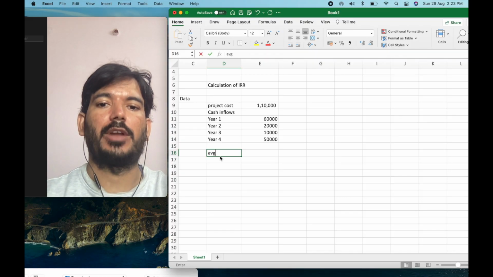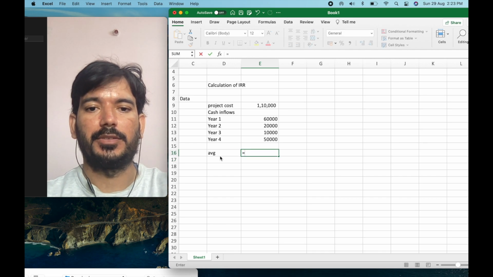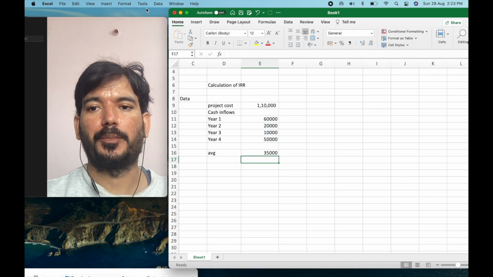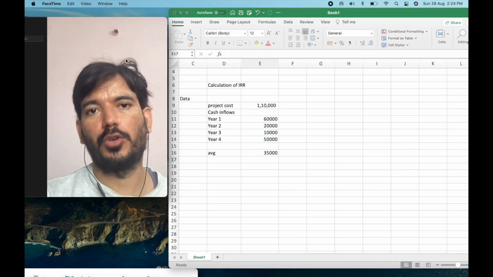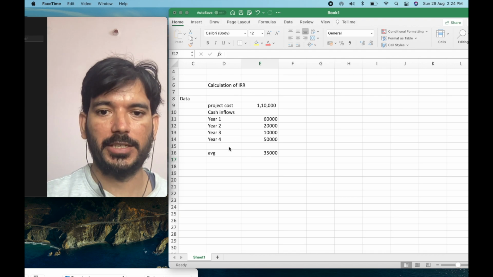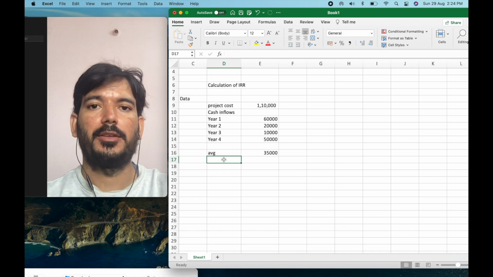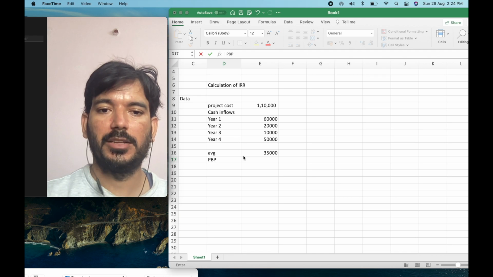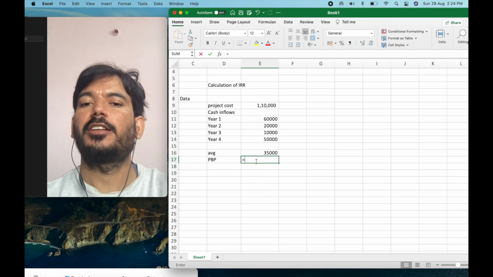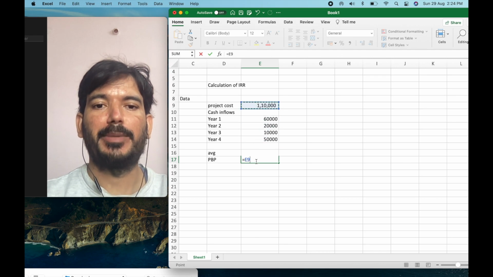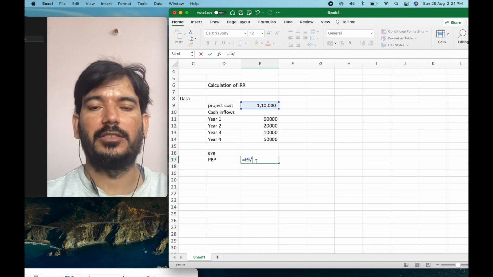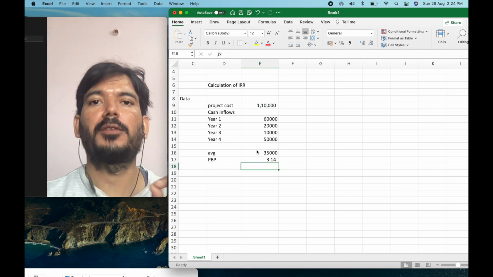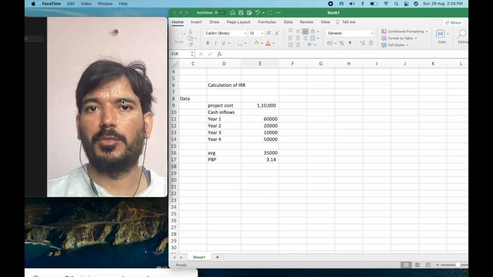First, we need to find out what is your average returns for the year. So this is your average. On an average you are receiving 35,000 rupees from your project, and we need to find out your payback period, which means by when you will be getting back your own money on an average. It's a rough figure, not an exact figure. We are spending 110,000 on a project, which is giving 35,000 rupees on a yearly basis, which means 3.14 is our payback period.